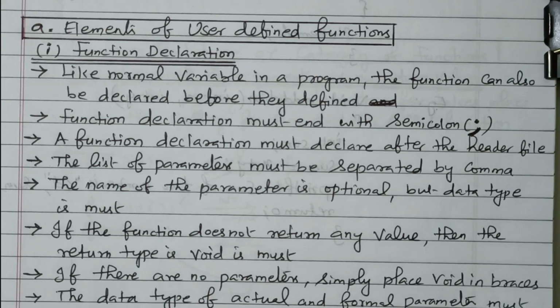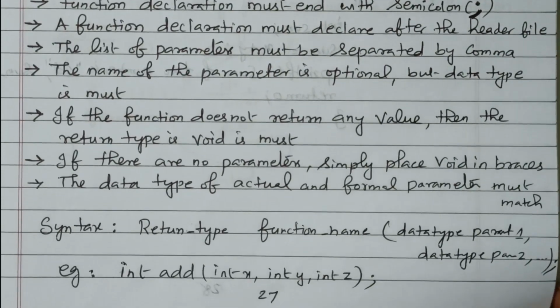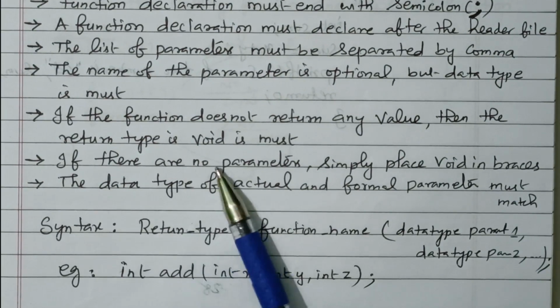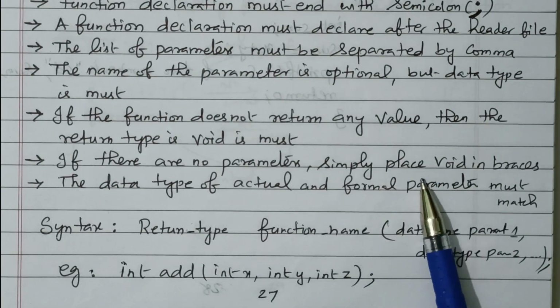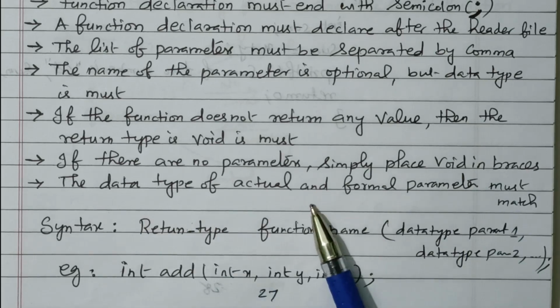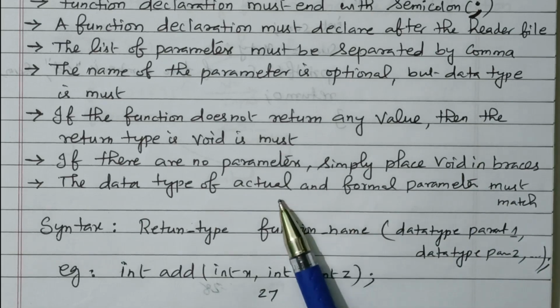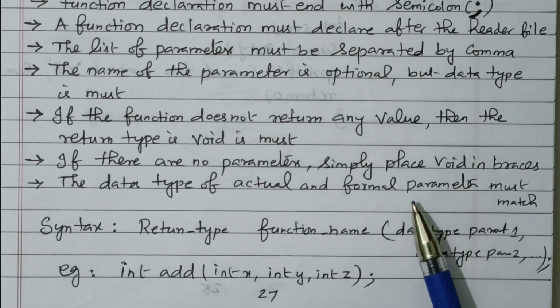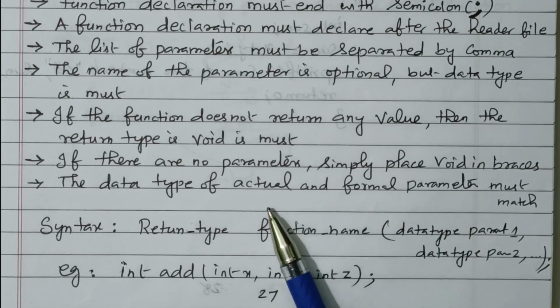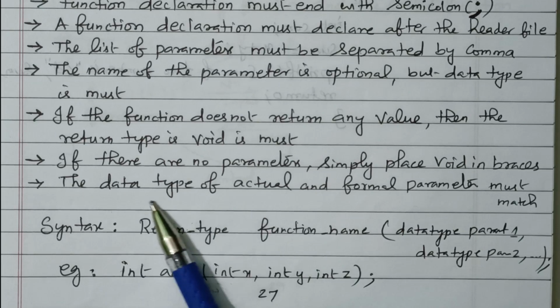If there are no parameters available, simply place void in the braces. The data type of actual and formal parameter must match, right? We will see what is meant by actual parameter and formal parameter later. So that should be matched. If you pass 2 integers, the function definition also should contain 2 integers. That is the meaning of this line.